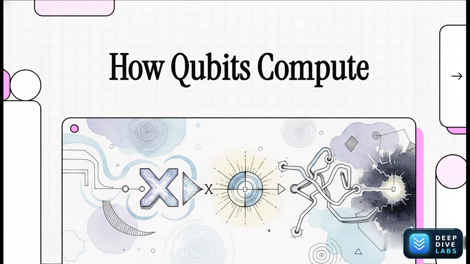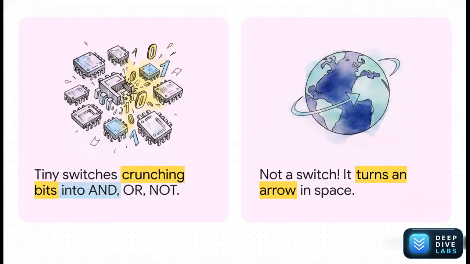We're keeping it beautifully simple, kind of like a warm, beginner-friendly drawing right on a whiteboard. And we've really got to start by shattering a massive myth right out of the gate. See, people hear the phrase quantum gate and they immediately picture those tiny little switches inside a normal computer chip. The ones crunching ones and zeros into AND, OR, and NOT. But that picture is completely wrong.